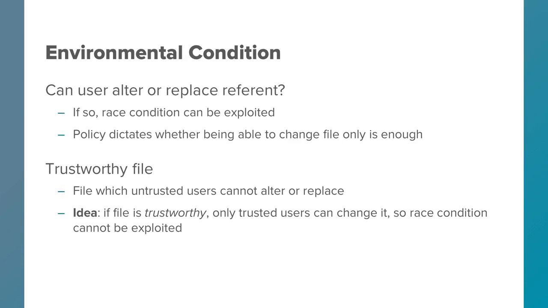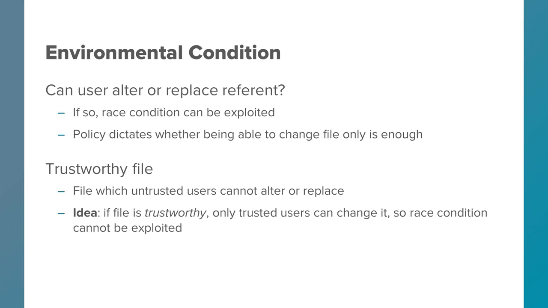Now, in addition to the programming condition, you need the environmental condition to hold. And the environmental condition basically is very simple. Can the user or any untrusted user alter or replace the thing to which the file name refers? If the answer is yes and the programming condition is true, it's exploitable.